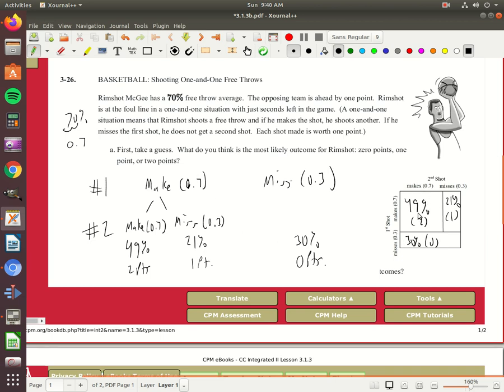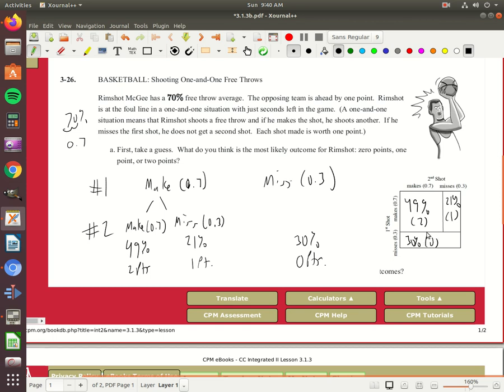Ironically, even though that's the most likely thing to happen, it's still less likely to happen than these two combined, right? The most likely thing is that he'll score 2 points, but that happens less than half the time, which is kind of weird, but hopefully that makes sense. Statistics can be a weird thing sometimes.